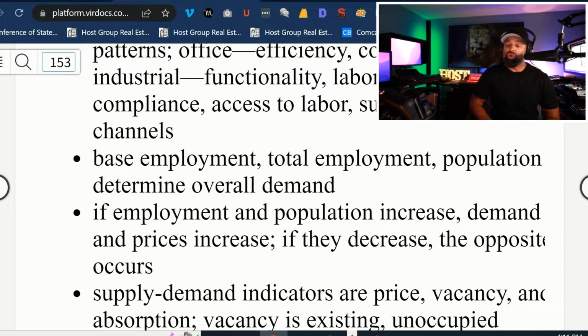Base employment, total employment, and population determine overall demand. That is a fantastic possible multiple choice question, this one right here, base employment. And if employment and population increase, demand and prices increase. If they decrease, the opposite occurs. Again, another very useful item.